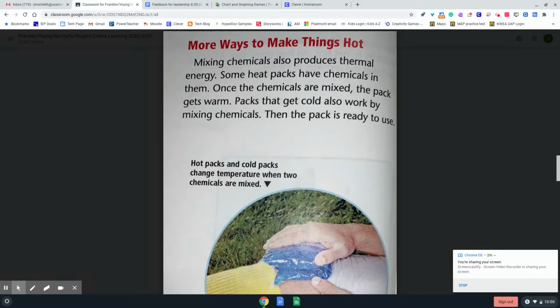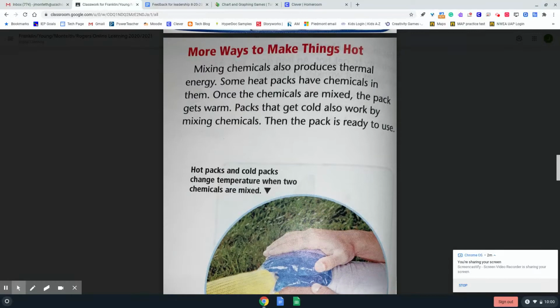Mixing chemicals also produces thermal energy. Some heat packs have chemicals in them. Once the chemicals are mixed, the pack gets warm. Packs that get cold also work by mixing chemicals. Then the pack is ready to use. It says hot packs and cold packs change temperature when two chemicals are mixed.